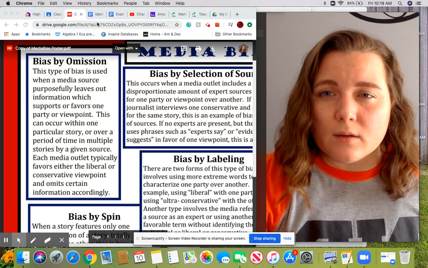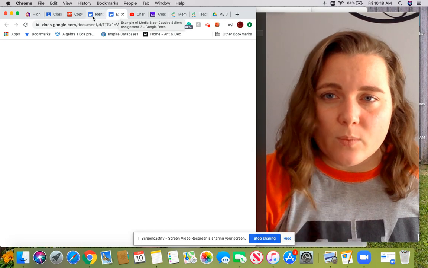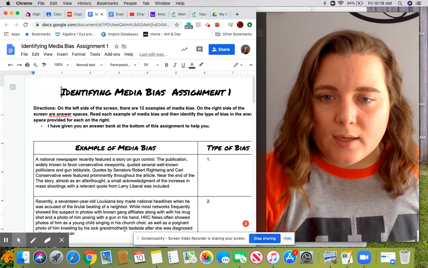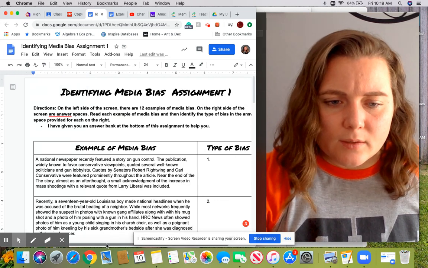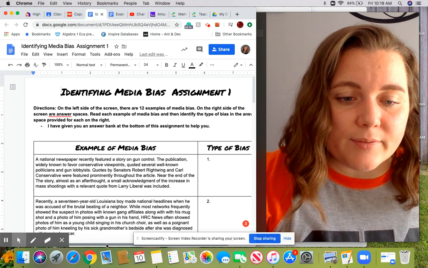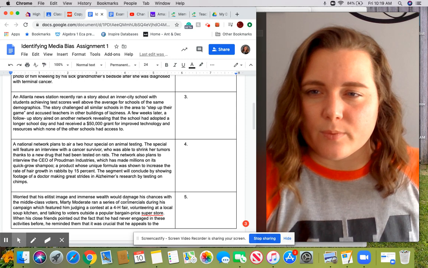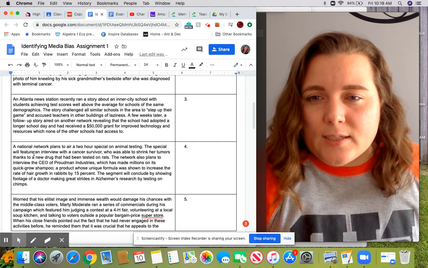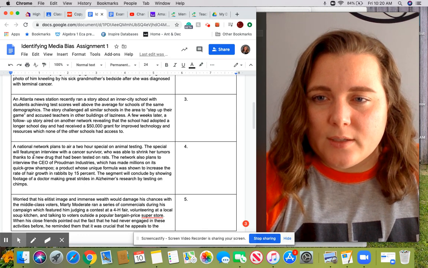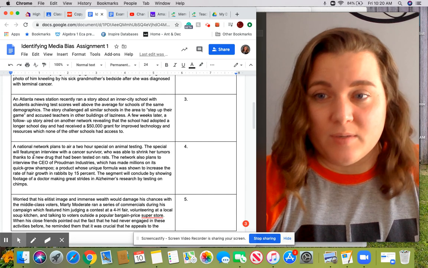So on your work the other day, let's see if it'll load. Yeah, on this one, number 3 and number 11, those were bias by omission. So let's look at one of those. Let's look at number 3. An Atlanta news station recently ran a story about an inner city school with students achieving test scores well above the average for schools of the same demographics.